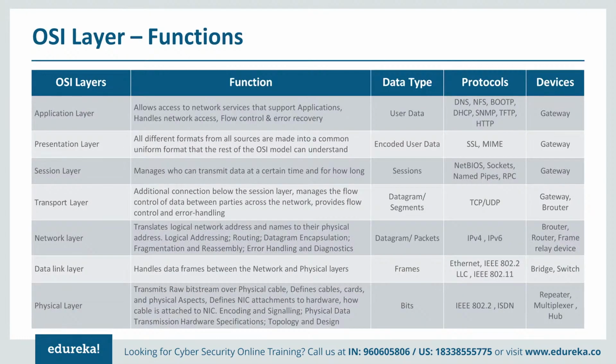The physical layer transmits the zeros and ones. We deal with bits here, and the protocol used is IEEE 802.2 or ISDN. The devices which we connect are a repeater, a multiplexer or a hub. What is a repeater? A repeater is nothing but an extender, a signal extender. Hubs also do the same thing. The hubs will not have a MAC address.